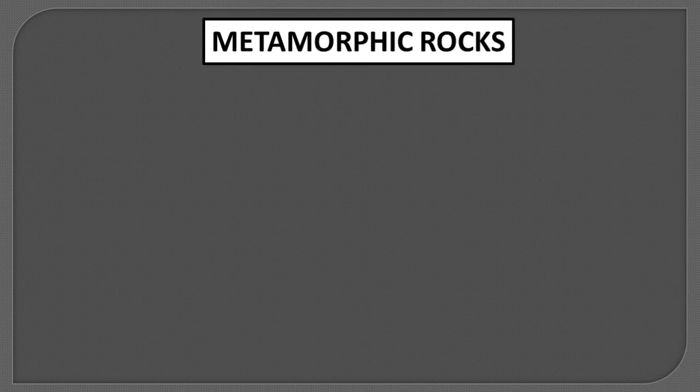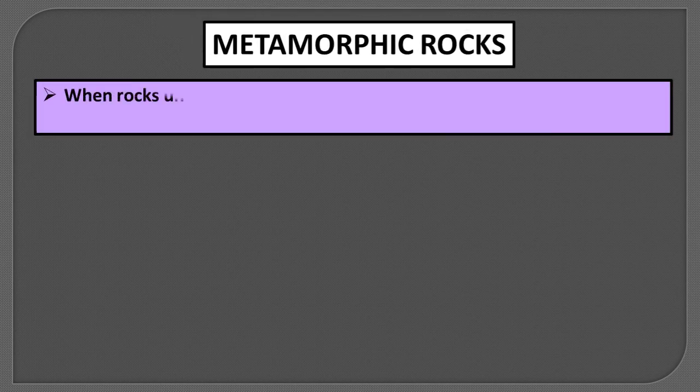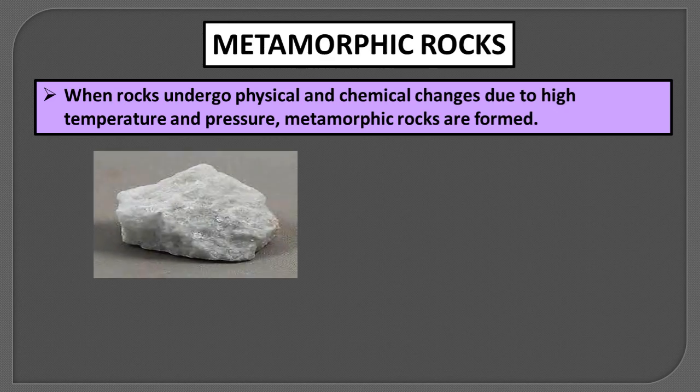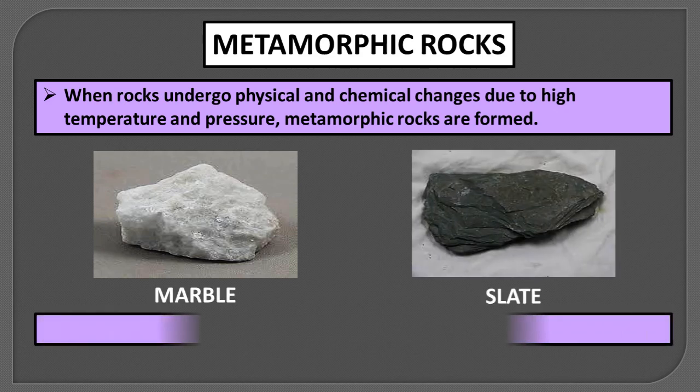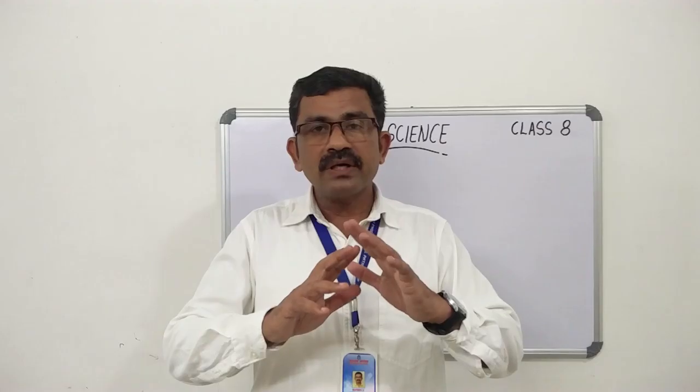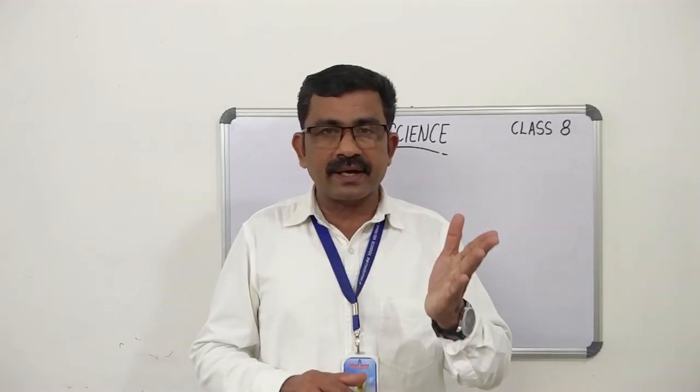Metamorphic rocks. When rocks undergo physical and chemical changes due to high temperature and pressure, metamorphic rocks are formed. Examples of metamorphic rocks are marble, slate, etc. Metamorphic rocks are prominent in Kerala. Let's discuss about rock cycle.